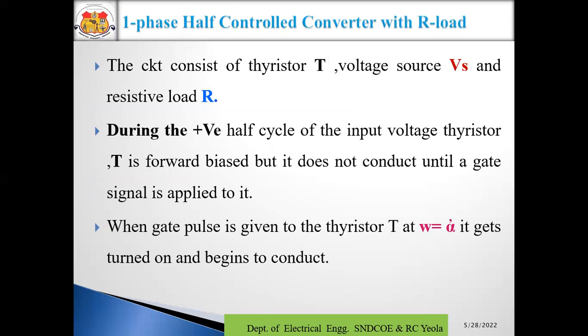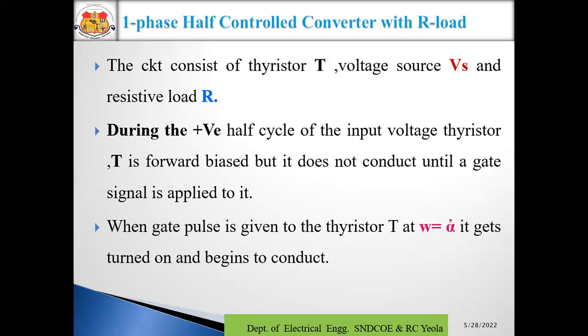Now we will discuss in detail the single phase half controlled converter with resistive load, that means R load. We connect a single R load and observe its behavior and characteristics with circuit diagram and waveform. This circuit consists of thyristor T, voltage source Vs, and resistive load R. So first we will see its working principle.